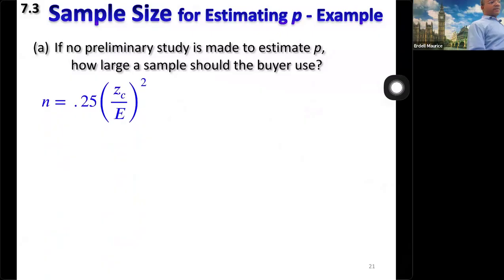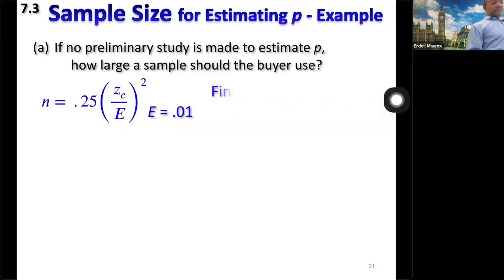In this case right here, when there's no preliminary study, you use 0.25. In other words, P is 0.5 and Q is 0.5. When you multiply them together, you get 0.25, right? A half times a half is a quarter. Yes. And then you're going to plug in your Z star and your E and square it. Now give us our answer.